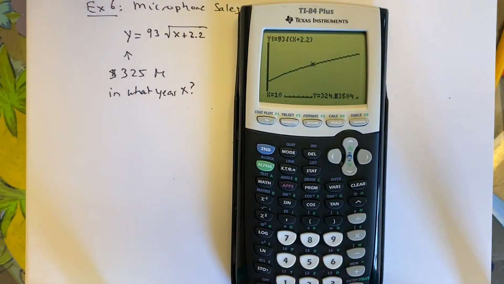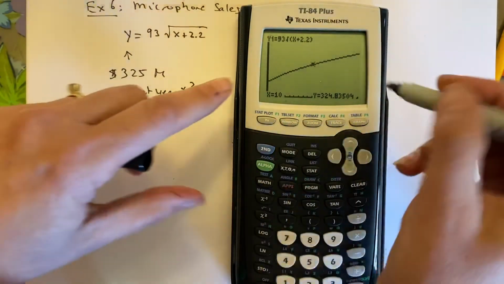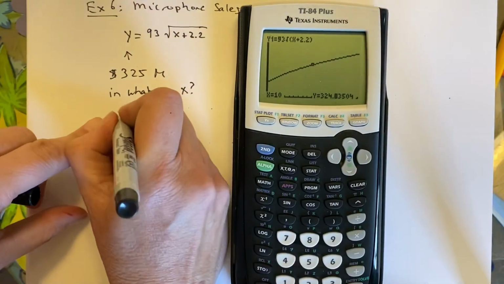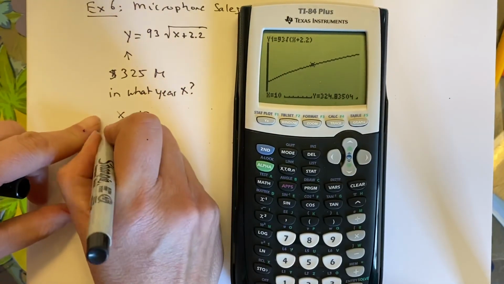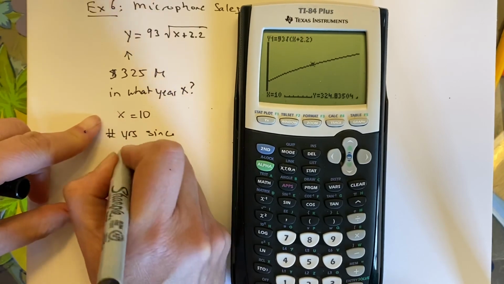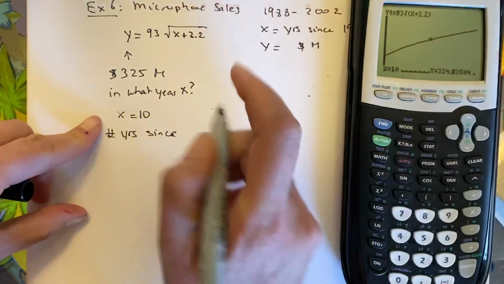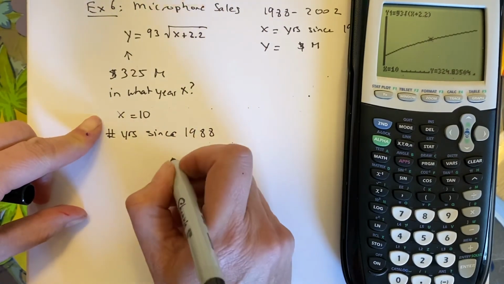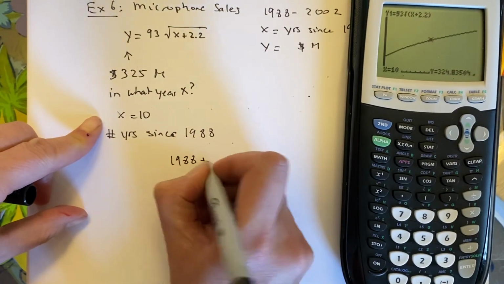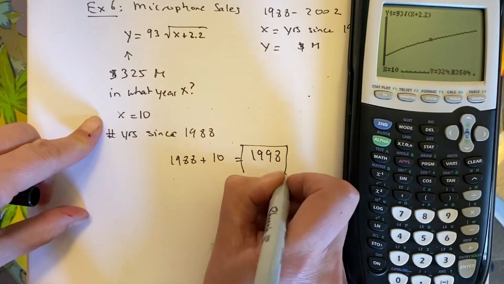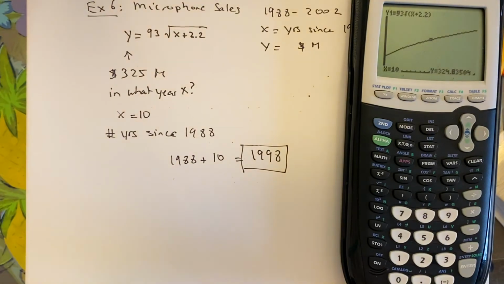And so that means that at y equals 325 right here, when x equals 10, since this is the number of years since 1988, then I have 1988 plus 10 equals 1998. And I'm able to answer the question.